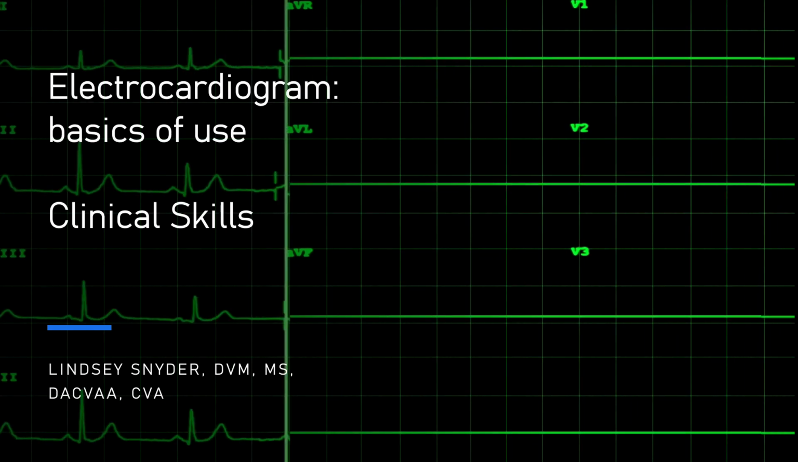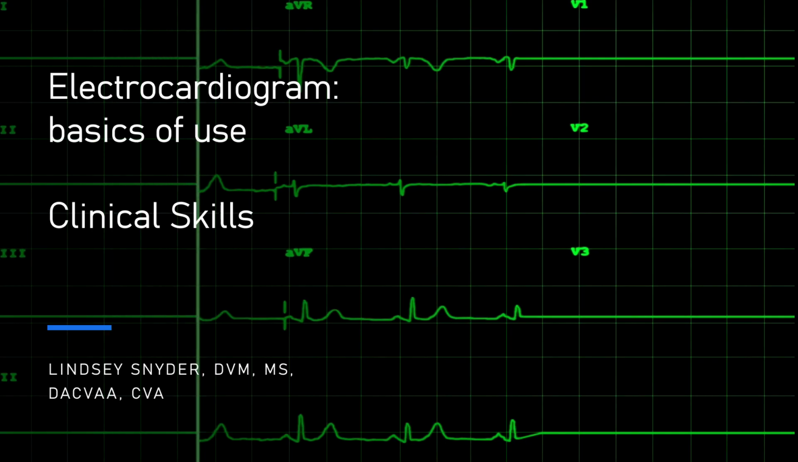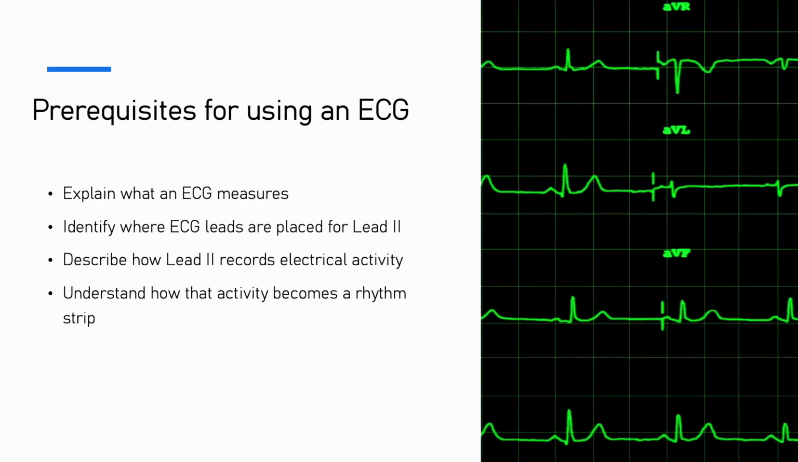Electrocardiograms, or ECGs, are a commonly used monitor in veterinary medicine. In order for us to use an ECG properly, we should be able to ultimately explain what an ECG measures, identify where the ECG leads are placed for our most commonly used ECG lead, which is a lead 2 rhythm. We should describe how lead 2 records electrical activity and understand how that activity becomes a rhythm strip.